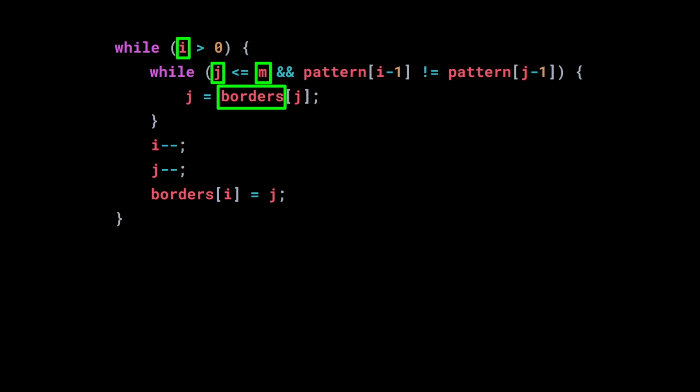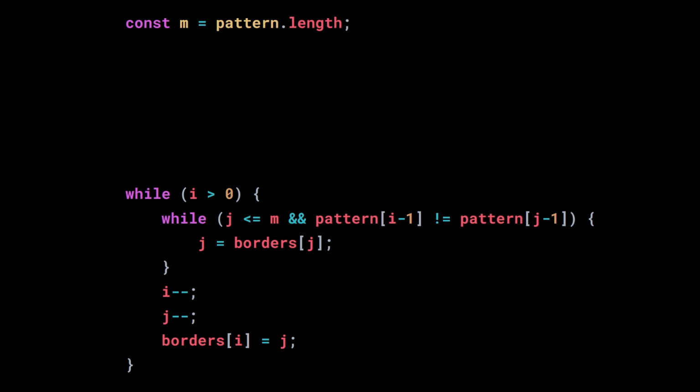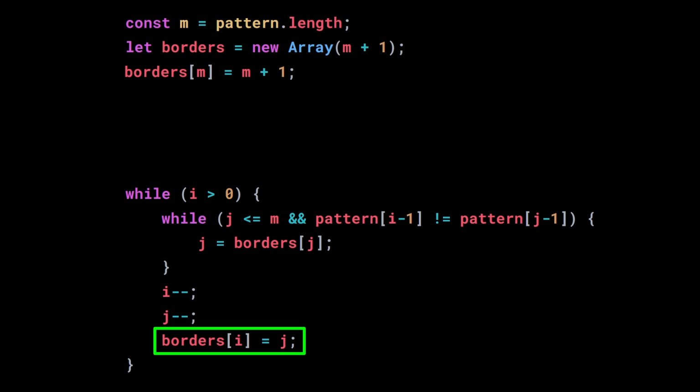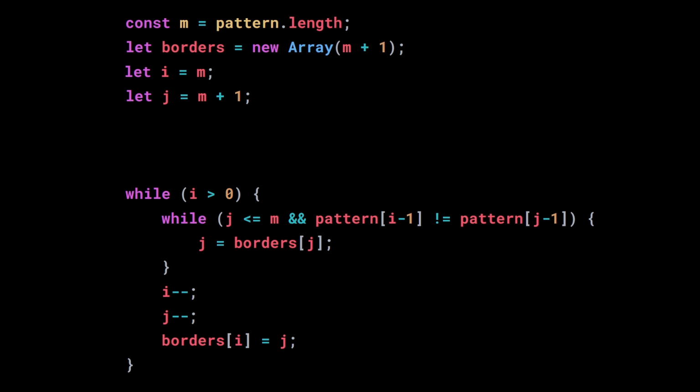We now just need to initialize the various variables. Let's start by defining the constant m as the length of the pattern. As we just saw, we want our array borders to be of size m+1, and we want the last cell of this array to contain m+1. But because our algorithm computes borders of i equal j, we can initialize i to m and j to m+1 and set borders of i to be equal to j. And finally, we got our algorithm to find borders.